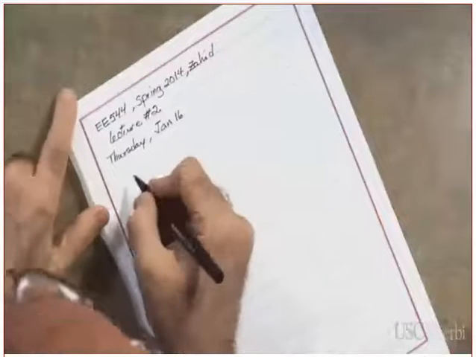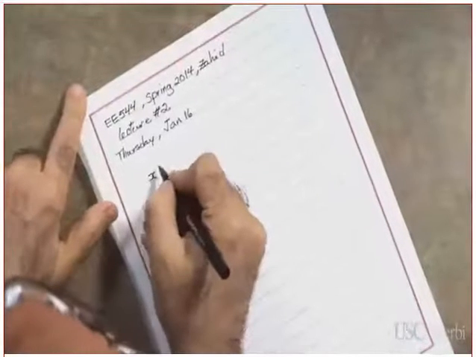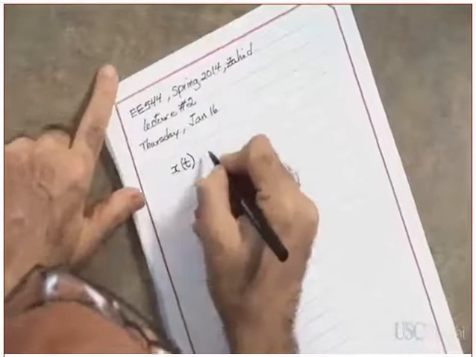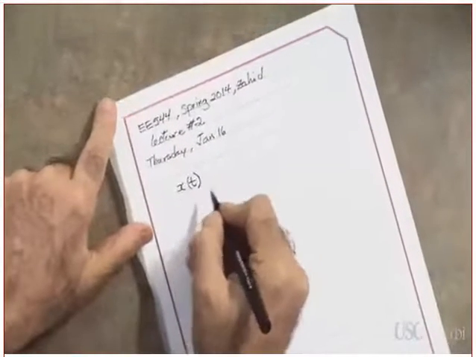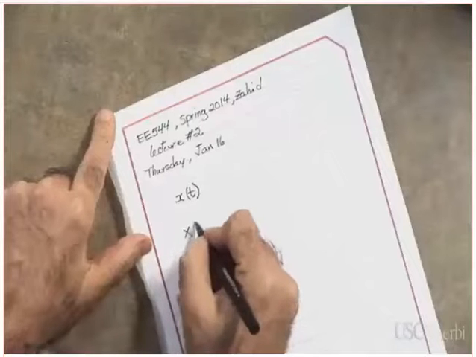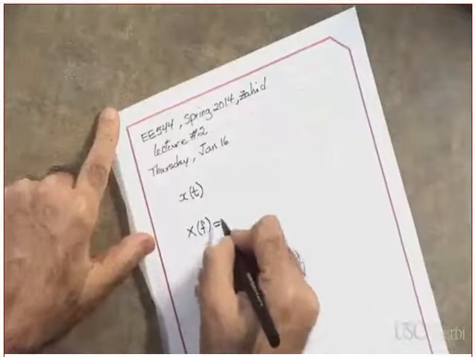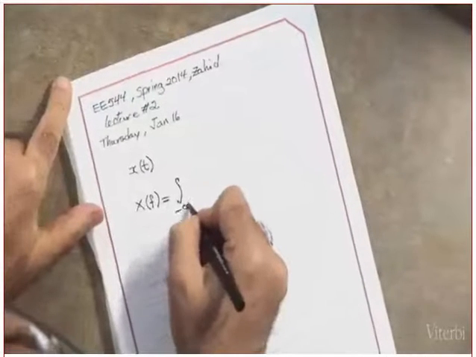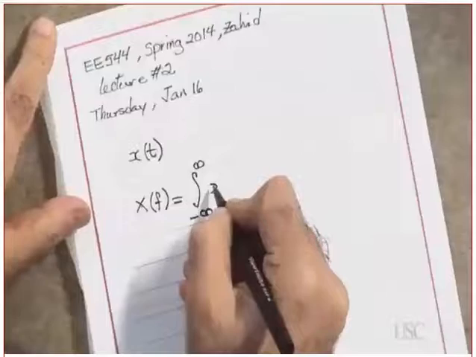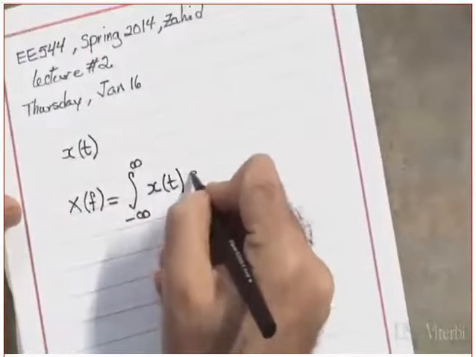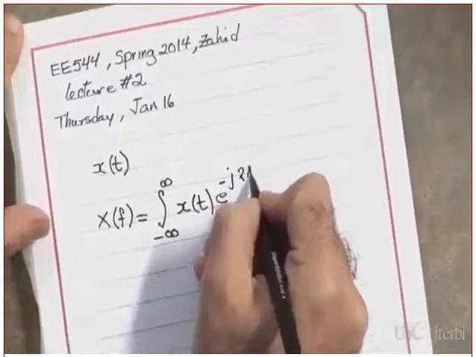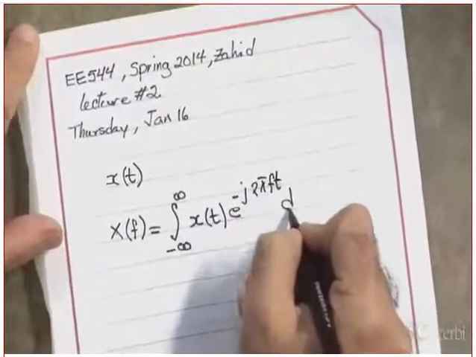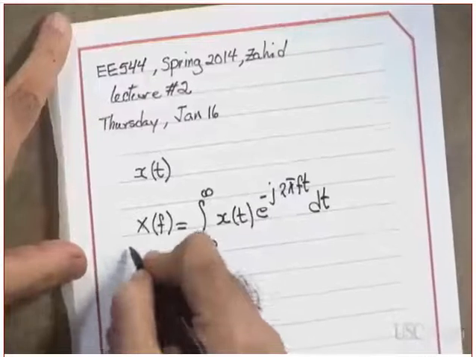Let's see if you remember one thing. Let's assume I have x of t as the signal in the time domain. What is in the frequency domain? What is the spectrum? How do I define the spectrum? X of f is equal to what? Integral from minus infinity to infinity, x of t e to the minus j 2 pi ft dt. Clear? This is called the spectrum.